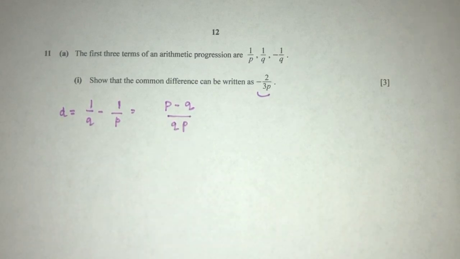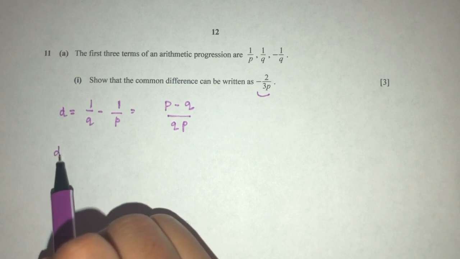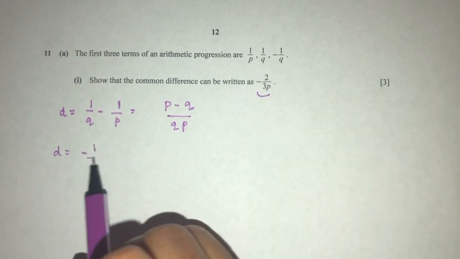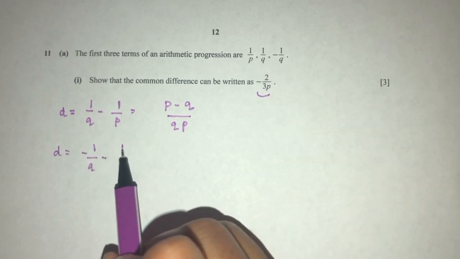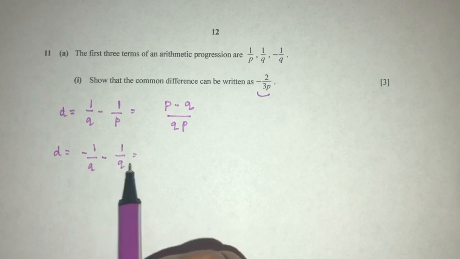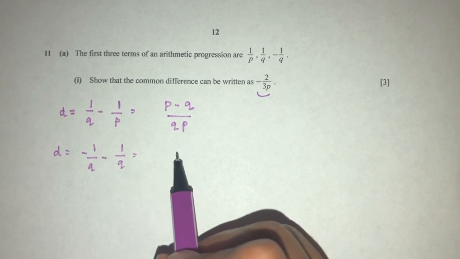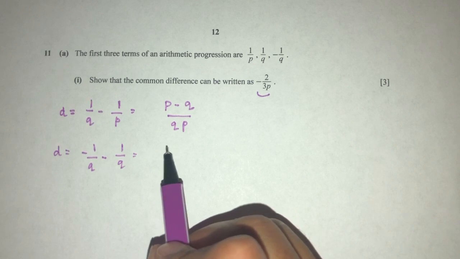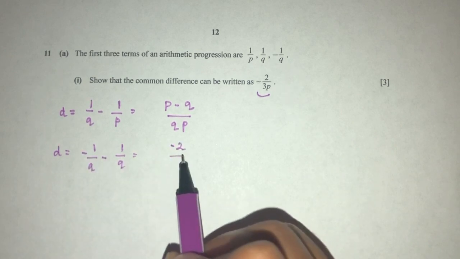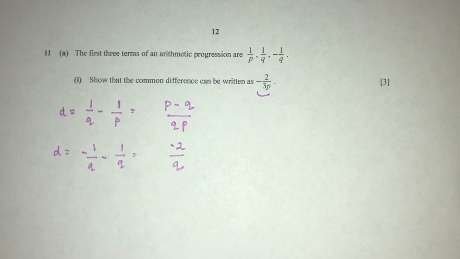Okay, this is not good enough. So we can also say the common difference is also the third term minus the second term. So here we have the same base. That will be what? That will be minus 2 over the value of Q. Now we do understand something here. We have an equation.